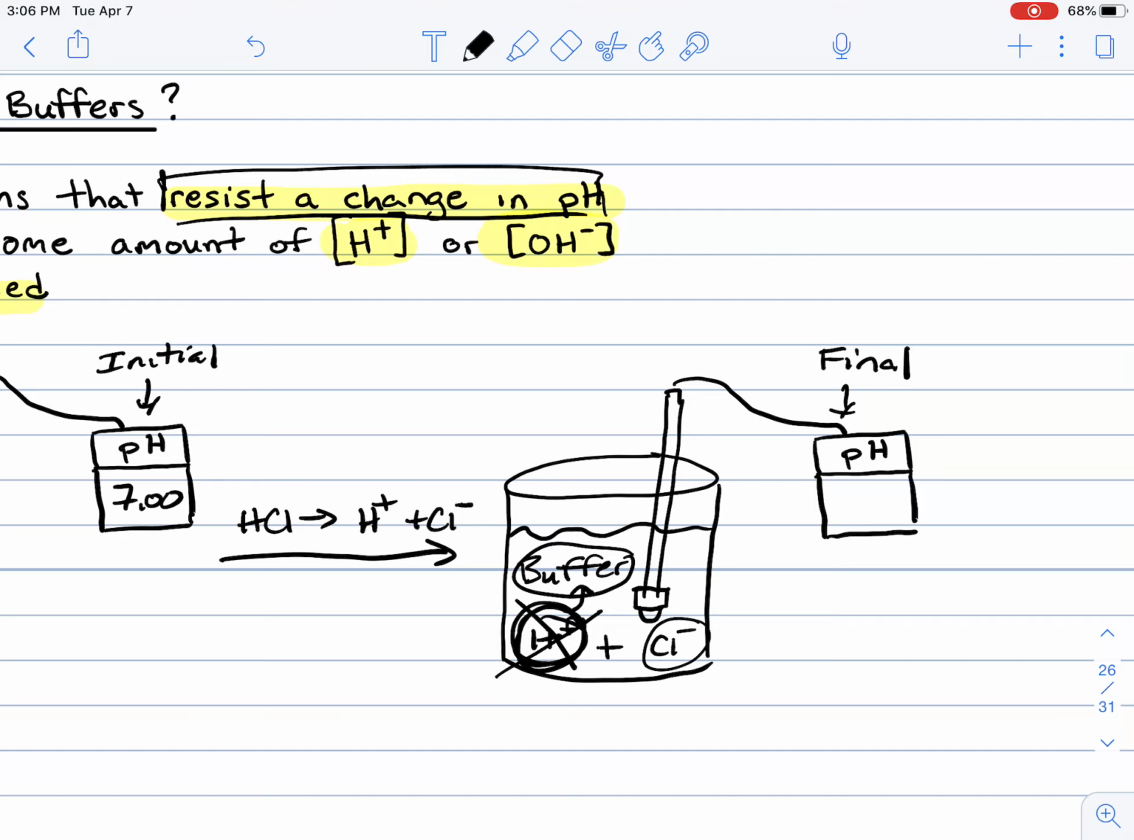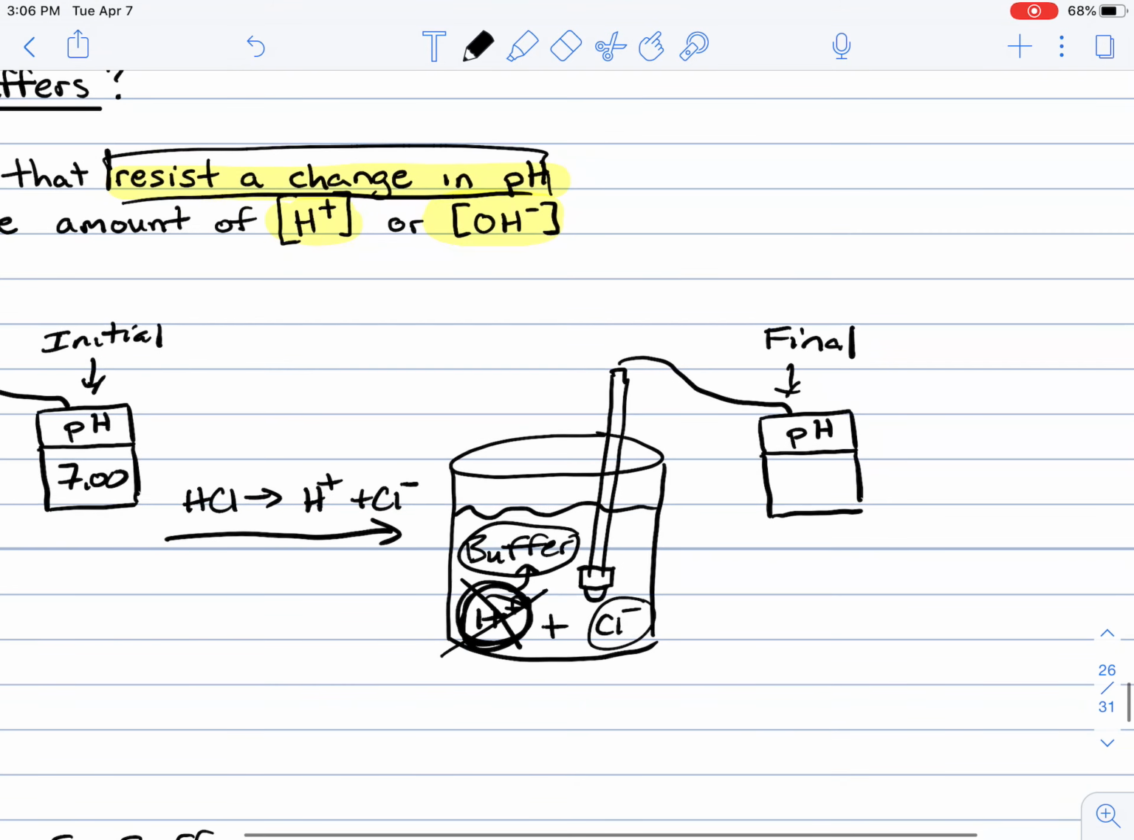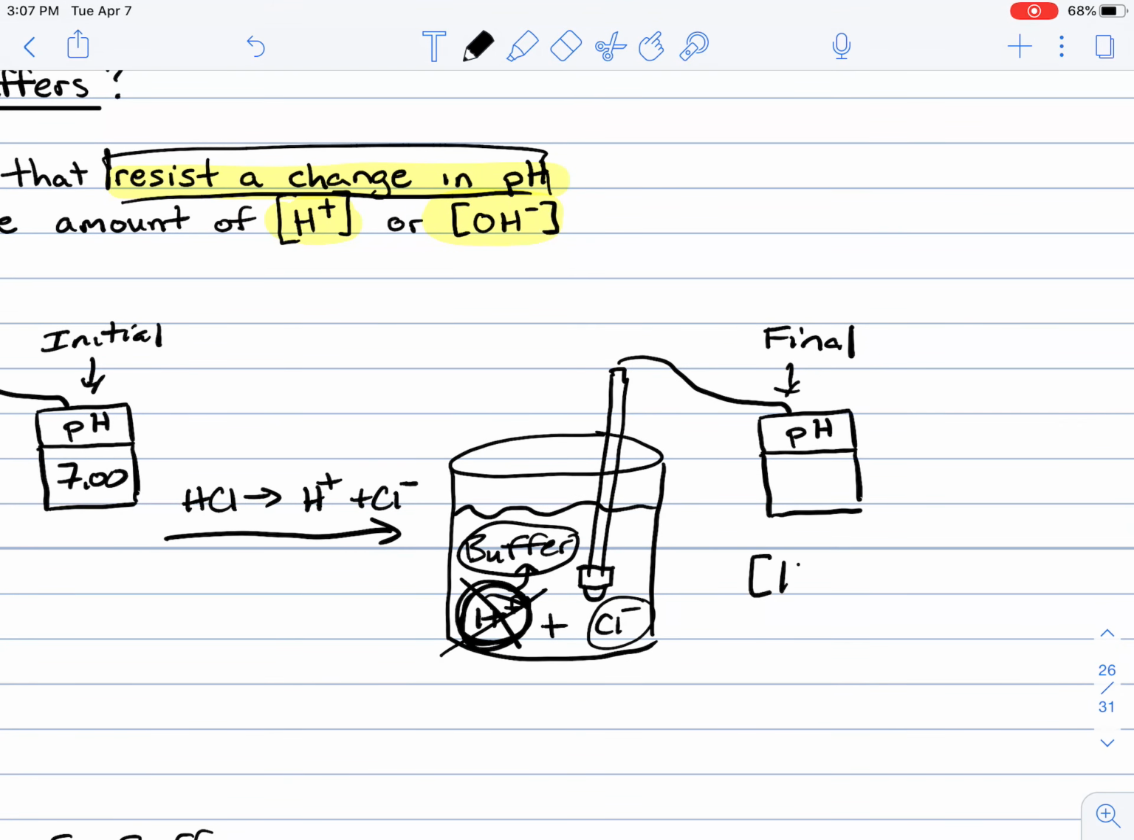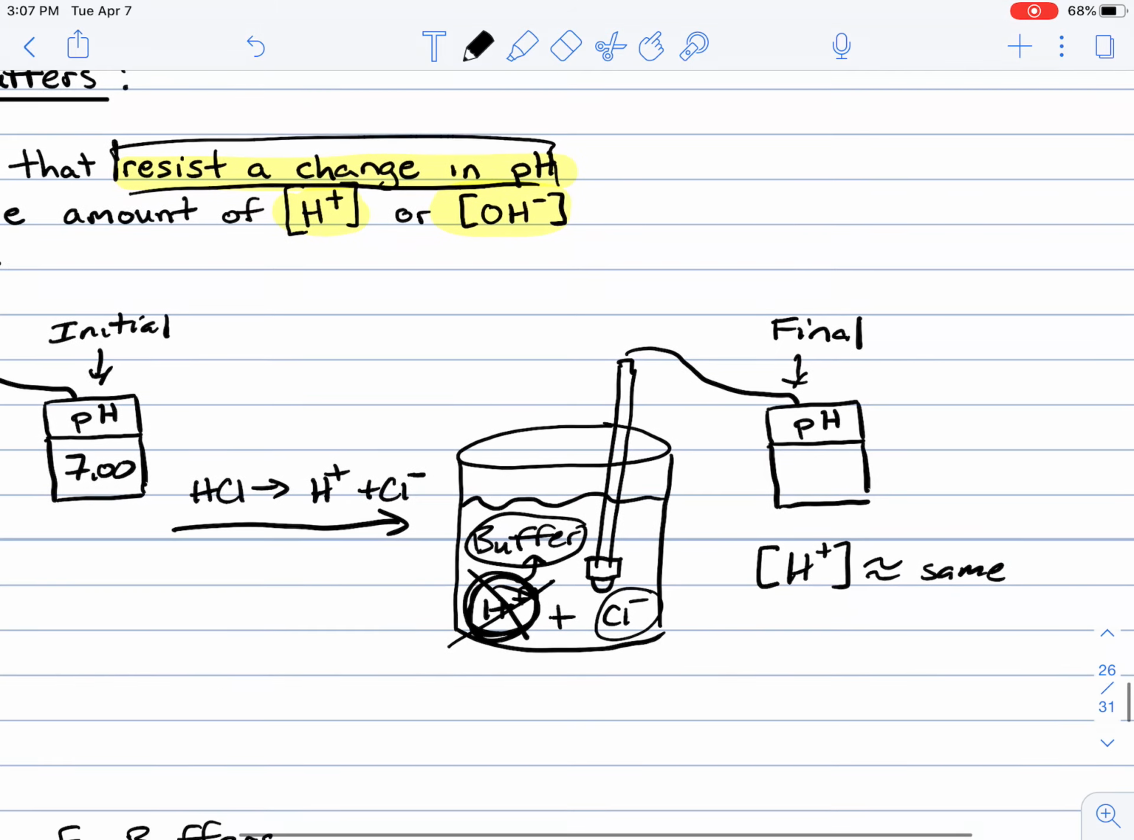So if the hydrogen ion is no longer present, will there be a significant change in pH? The answer is no, since the concentration of hydrogen ion stayed roughly the same. What's going to happen is that the resulting pH is either going to stay as 7.00, or it can go down very, very slightly, like 0.01 pH unit.